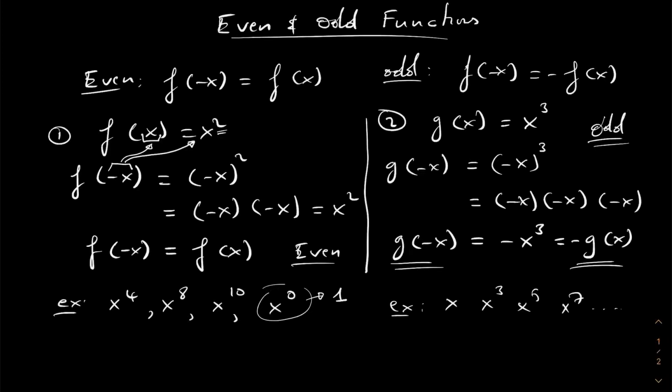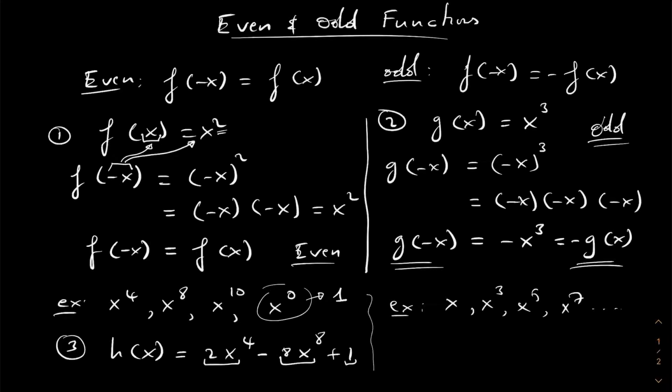With that, you should also know that every addition or subtraction of these particular functions would give you a similar result. What I mean by that is, if I look at my third example here, h of x equals 2x to the power of 4 minus 8x to the power of 8 plus 1, because every single term here is made up of even functions, then this whole function h is actually an even function. And you can stop here without even having to show it formally. You can just say that every single term is even, and so the function itself has to be even.